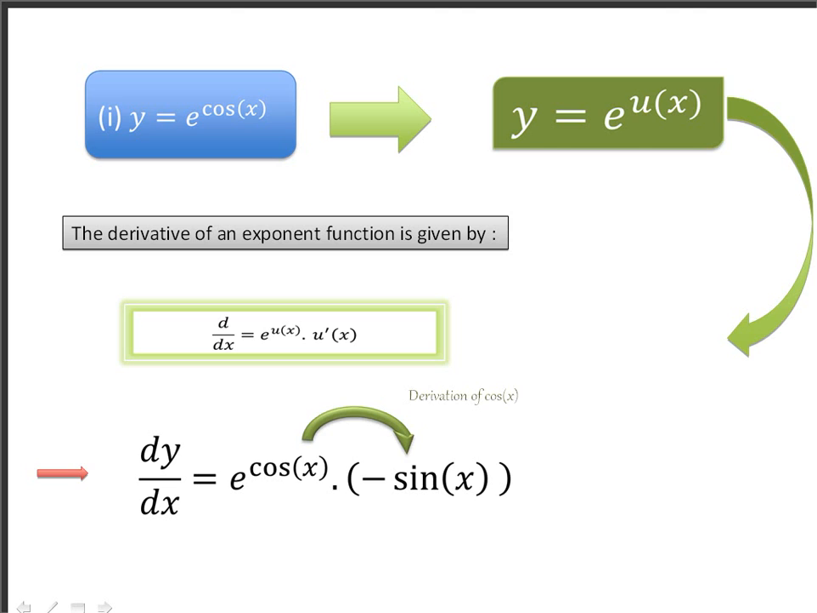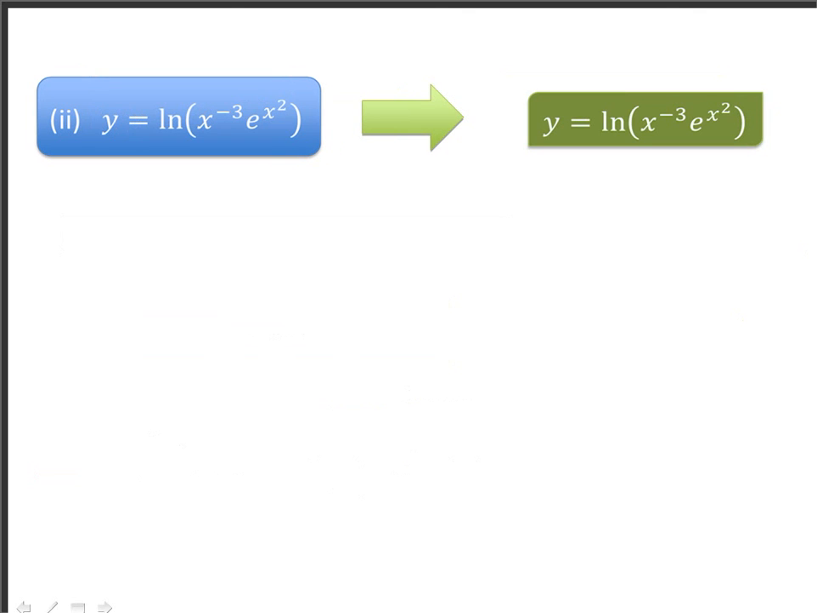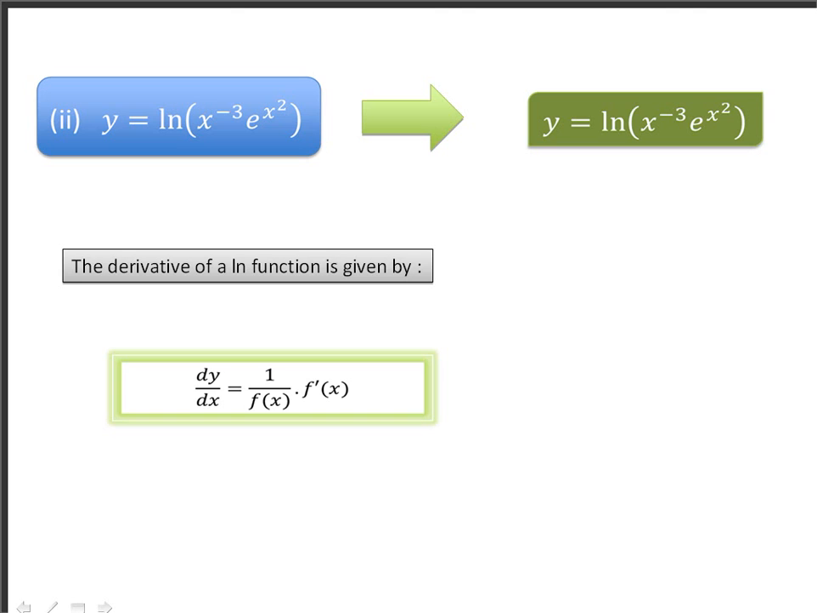So let's try and differentiate the ln function now. When deriving an ln function, we follow this simple and easy to follow rule. dy/dx is equal to 1 over f(x) times f dash of x. What this rule means is that to find the derivative of an ln function, we must put 1 over whatever value comes after the ln. In our case, this is equal to x to the power of minus 3 times e to the power of x squared. This value will take the place of the f(x) in the rule on screen.